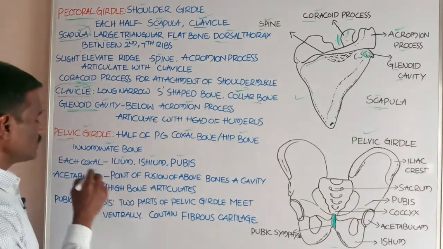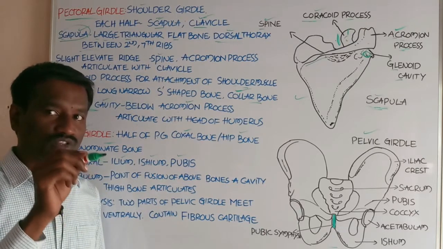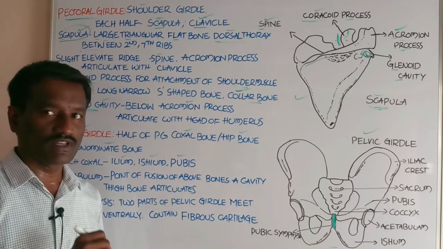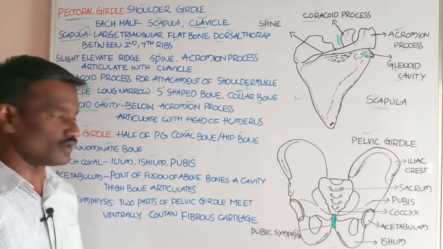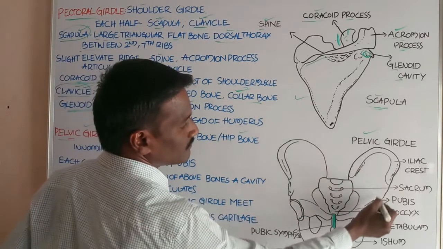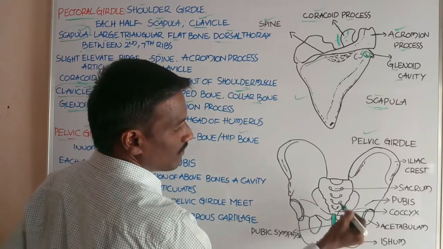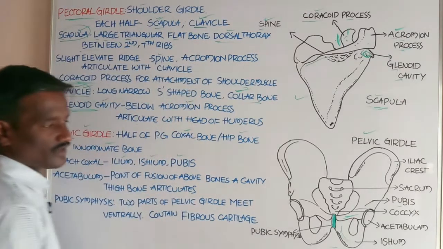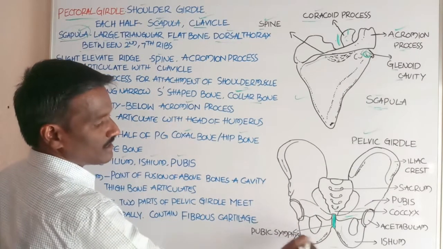Students, each coxal bone is divided into three bones. These are the ilium, the ischium, and the pubis. What about the acetabulum? This is the ilium, and under it is the bone called the pubis, and the lower bone is called the ischium. These are the three bones: ilium, pubis, and ischium.